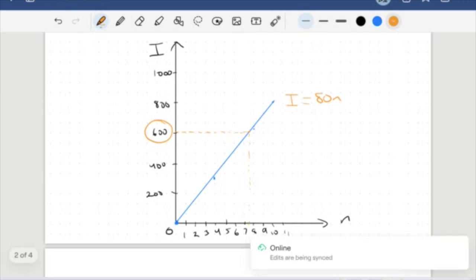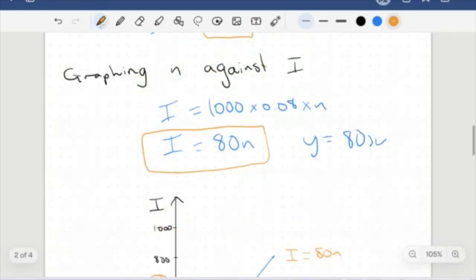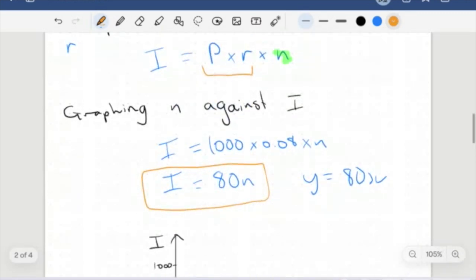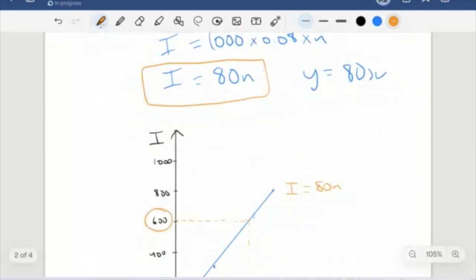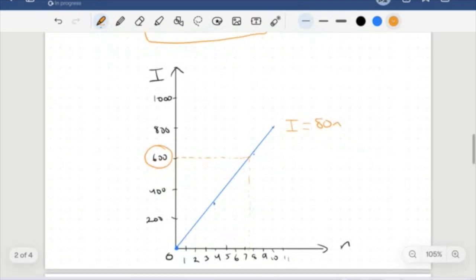So we're pulling together the different concepts. We have what we remember from simple interest, this I equals P times R times N. And then when we substitute in the things, leaving my interest and my number of years, which is the thing that changes the interest, these are our two variables, as we've talked about before. We get a linear relationship or some other kind of graphical relationship. That's how we can draw these graphs and use them to answer questions.